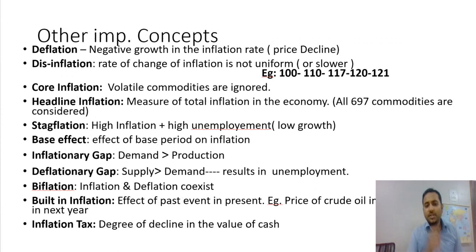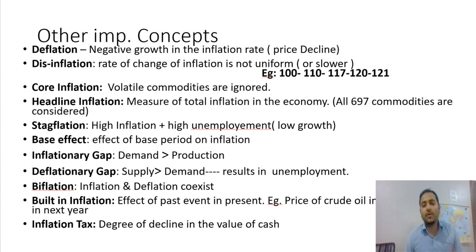What is disinflation? See, disinflation is not negative inflation. It is about inflation, but the change of inflation is not uniform. Sometimes it was high. Here we'll take the example of 5 years. In the first year, the price goes from 100 to 110, that is 10 rupees increased. Price of the commodity increased by rupees 10. Then it increased by rupees 7, that is 170. Then increased by rupees 3, 120. Then increased by rupees 1. That means inflationary trend is there, but inflation is not uniform and it is getting slower over the period of time. That is called disinflation.